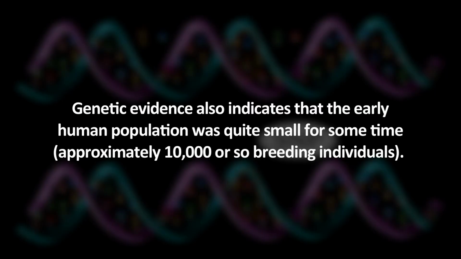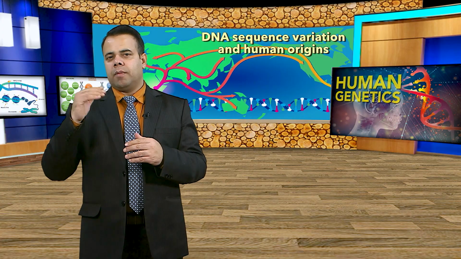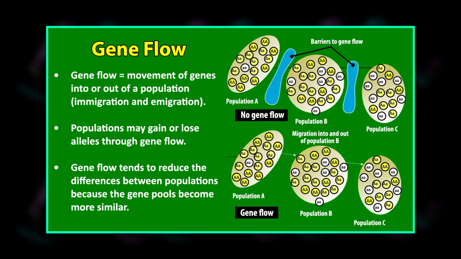of the world. Genetic evidence also indicates that the early human population was quite small for some time, approximately 10,000 or so breeding individuals. That is inconsistent with the multi-regional hypothesis because continuous gene flow among human populations scattered broadly over the Old World would require a much larger population.